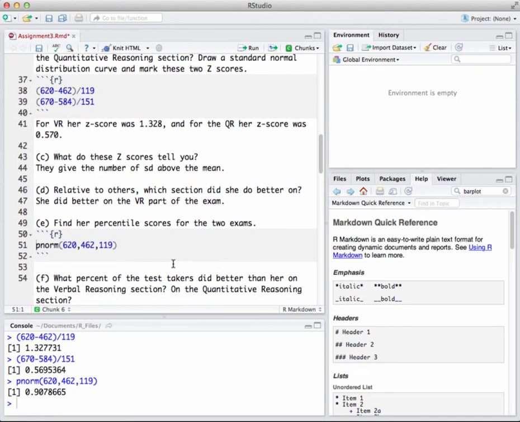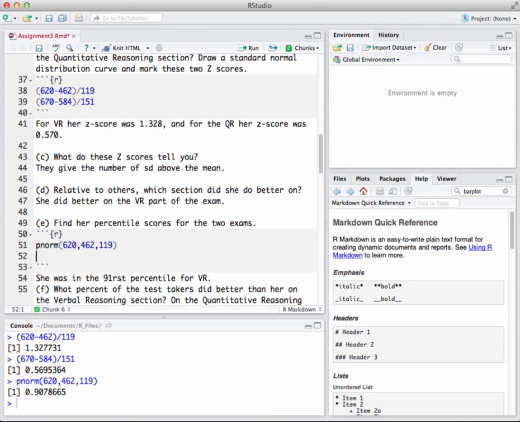So let's go ahead and answer that question right away. So she was in the 91st percentile for the verbal reasoning, right? Okay, so let's go check out and see what she's going to be for the quantitative reasoning.